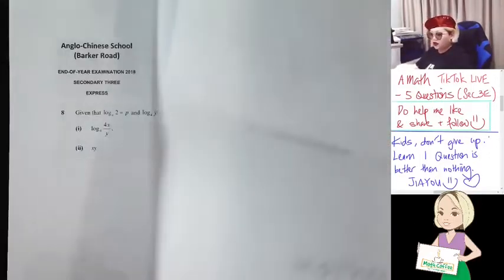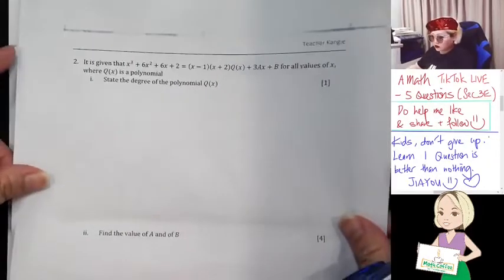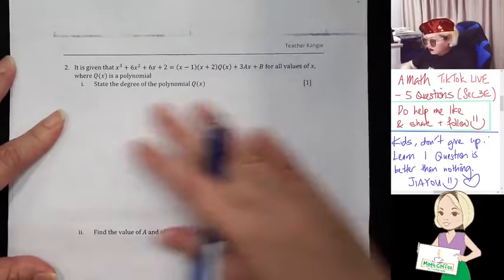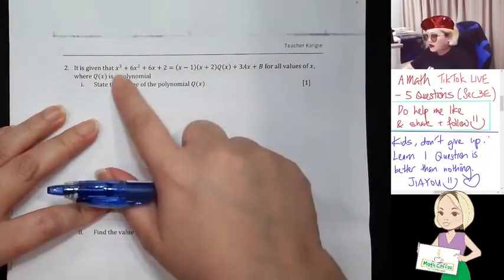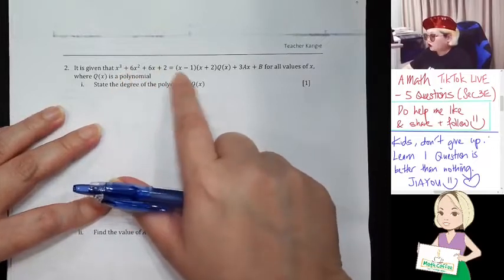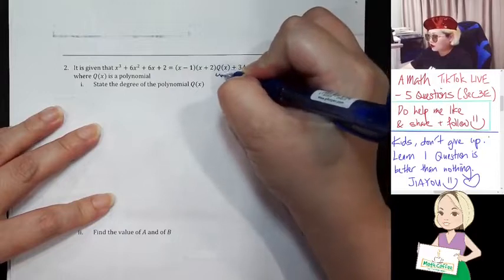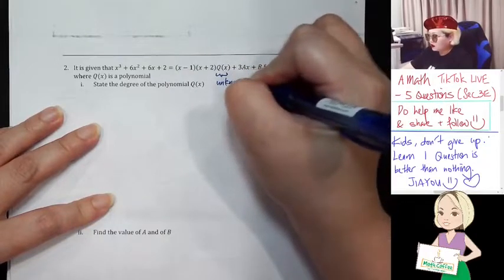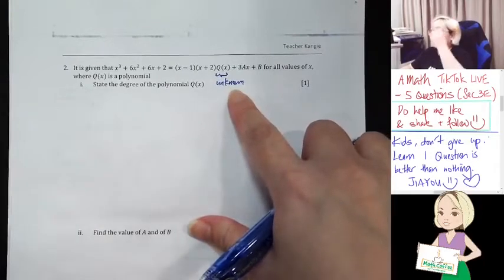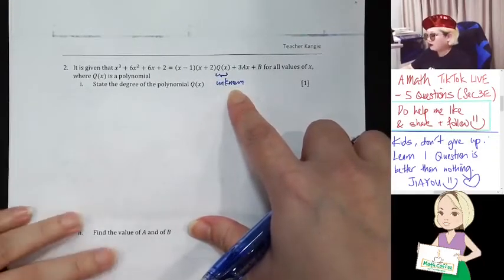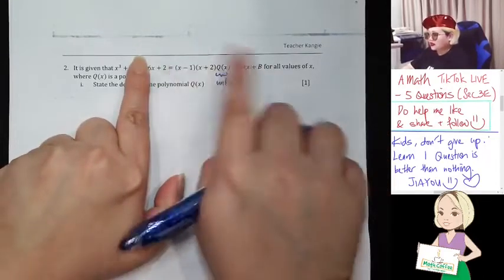Okay, next is a polynomial question. Over here, it is given that x cubed plus something equals this one times this one and a qx. This is a polynomial qx, which is unknown. But it doesn't matter. It's just trying to tell you it's a polynomial. Polynomial simply means an algebraic expression. Plus 3ax plus b. So they are saying this is exactly the same as this.